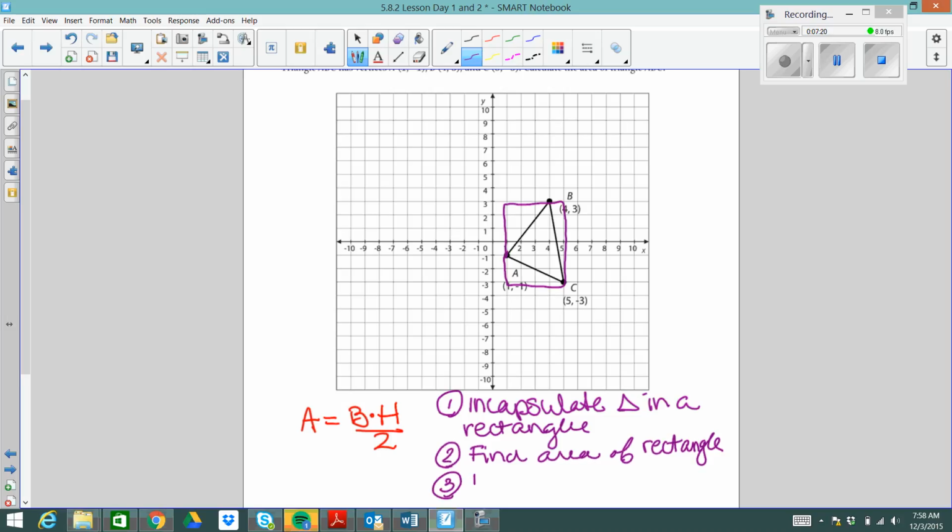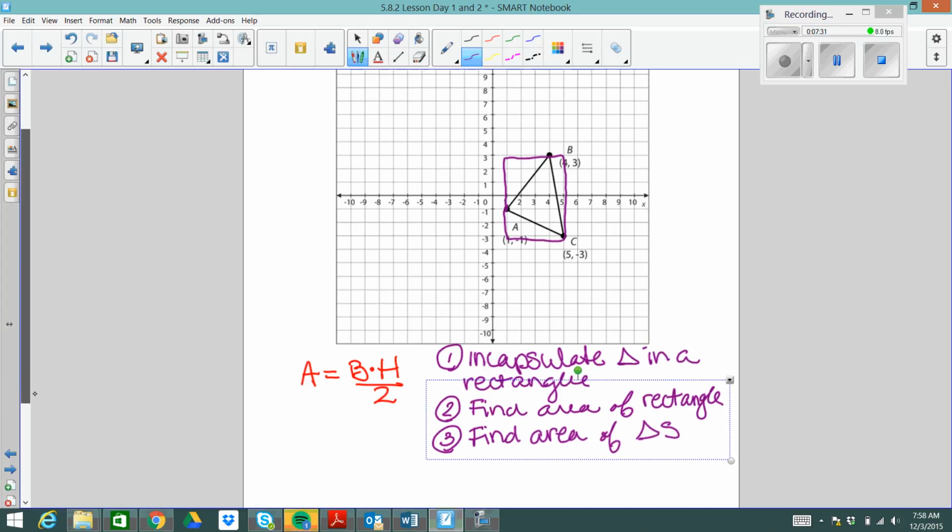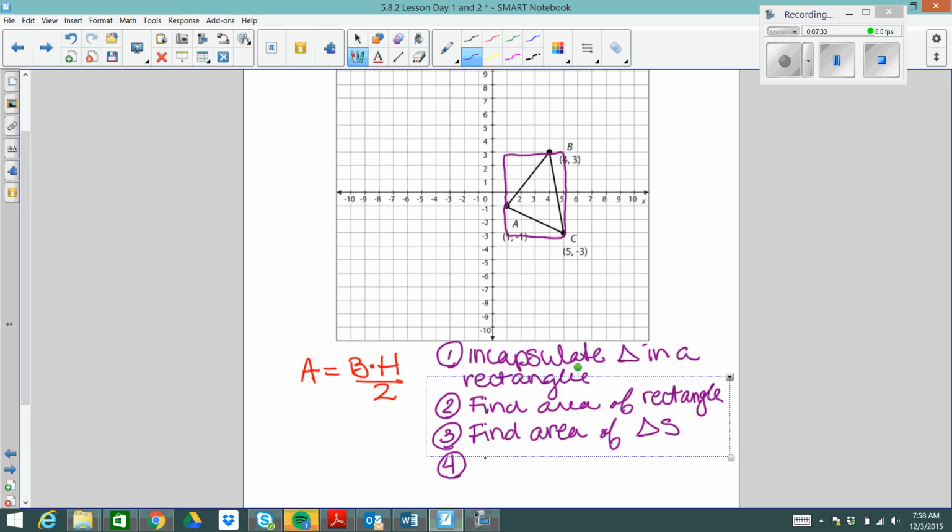Then we're going to find the area of our triangles, there are 3, and then we're going to subtract. The area of the rectangle minus the area of those right triangles will give us the area of our initial triangle. So let's go ahead and do that.